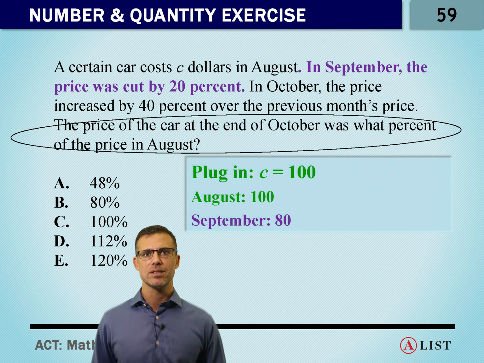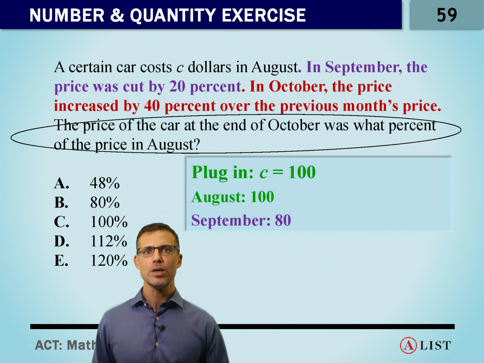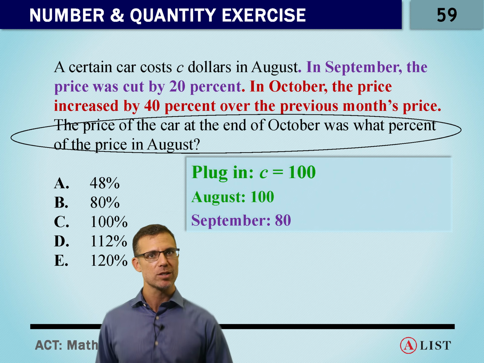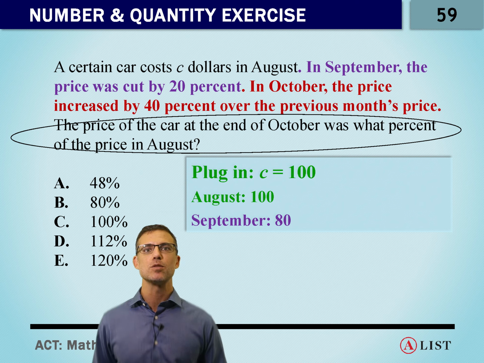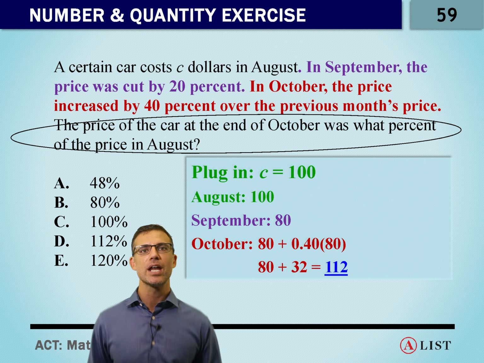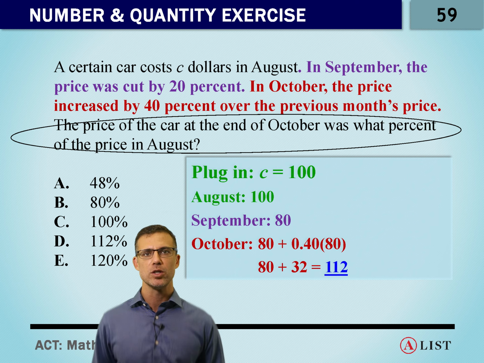Next month, what happens? October sees an increase in the price by 40% over the previous month. That doesn't mean plus 40. Remember, September's price is 80. So 40% of 80 is plus 32. 32 plus 80 gets us to 112. So now we know that October's price is 112.